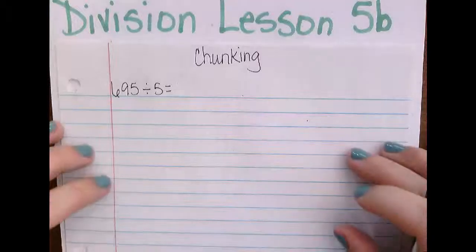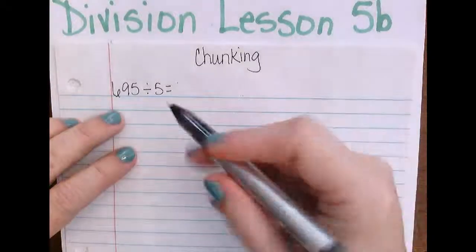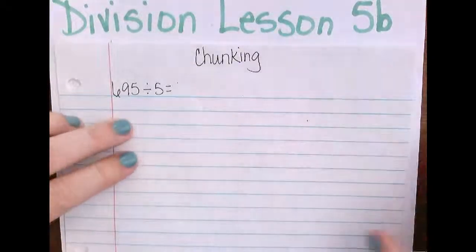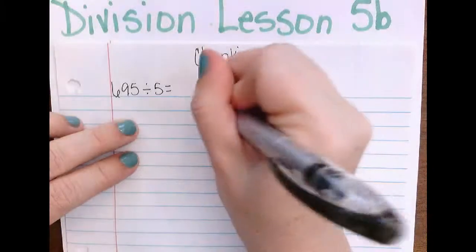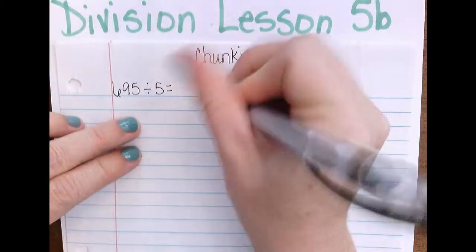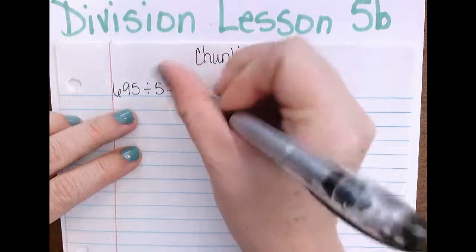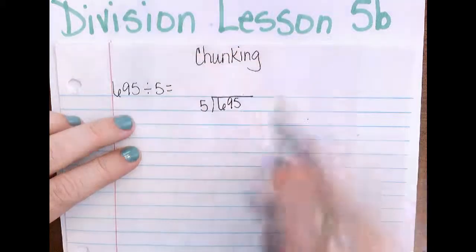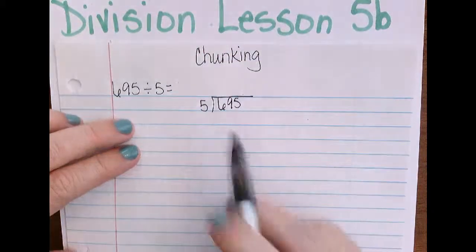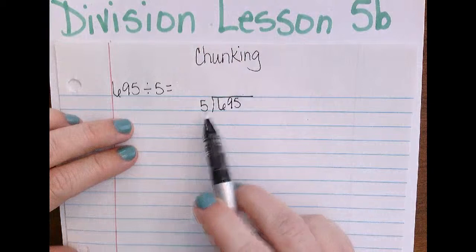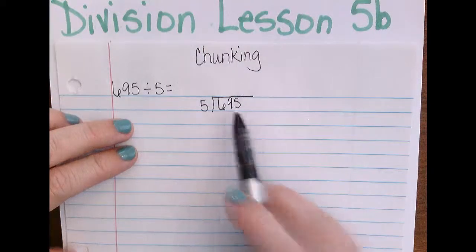Okay, let's see how chunking will help us with 3-digit by 1-digit division. We'll set it up with our division house, the dividend inside, the divisor at the door. First thing we're going to see is how many times does 5 go into 695?